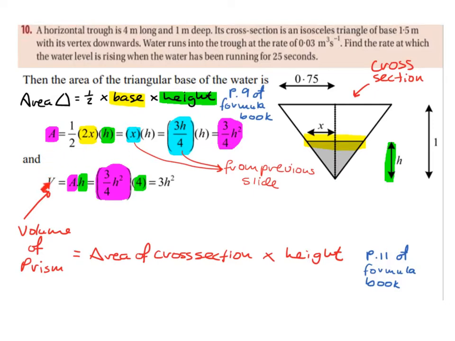So V, which is the volume of the prism, is going to be A times h, because this comes from our formula on page 11 for a prism, the area of the cross section times the height. So the area of the cross section is 3/4 h squared, times the height, which will be 4. But in this case, it would actually be the length of the prism. So we know that the trough is 4 meters long. So that's where the 4 is coming from. And 3/4 h squared times 4 is 3h squared.